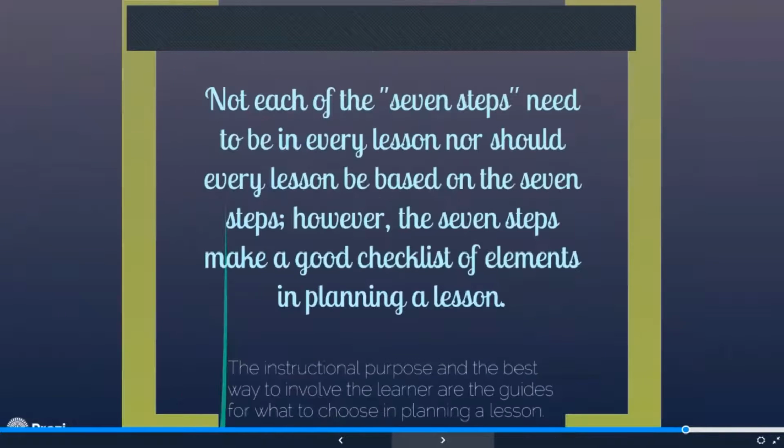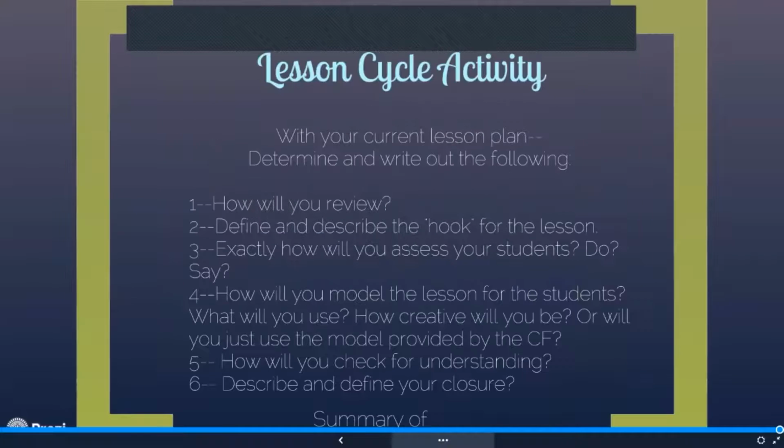So that brought us to Madeline Hunter's 7 steps. And I shall stop sharing this screen as well. We need to move ahead.